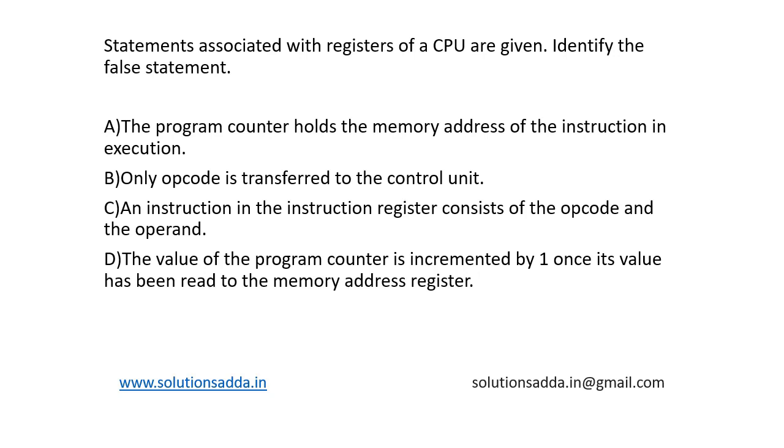Option B, only opcode is transferred to control unit. Option C, an instruction in the instruction register consists of the opcode and the operand. Option D, the value of the program counter is incremented by 1 once its value has been read to the memory address register. So, going by the options, let's first of all check option A.